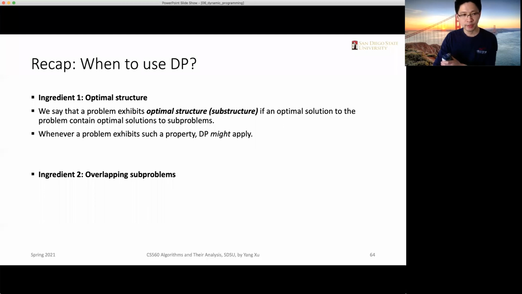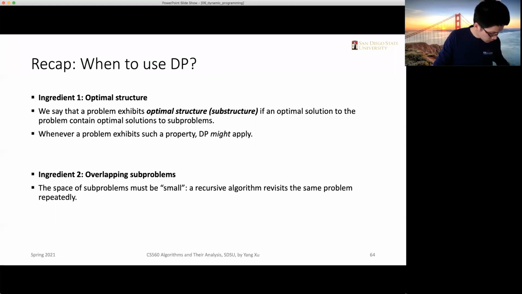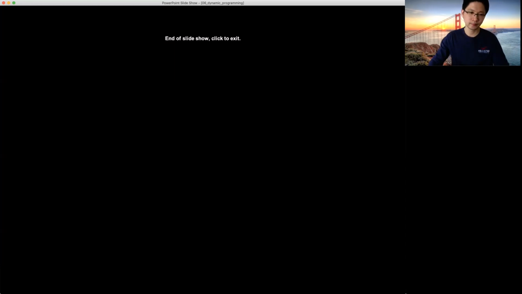And the second ingredient is that there are overlapping subproblems, which means the space of subproblems is bounded. It should be small. Okay, so a recursive algorithm can visit the same problems repeatedly, and so we can either implement a top-down method by modifying the recursive algorithm, or we can determine a bottom-up solution to the original problem.